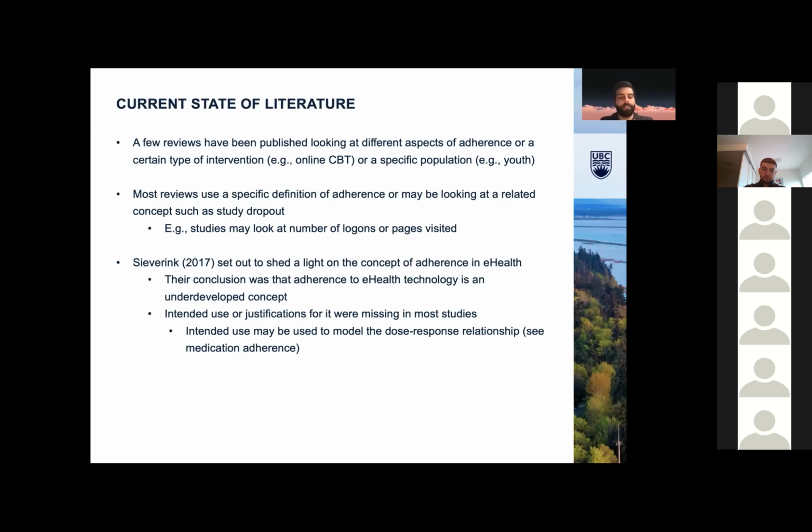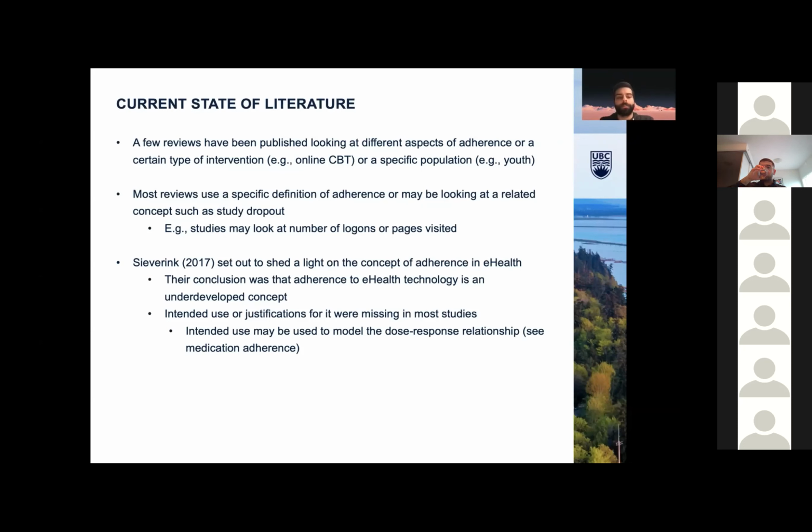In 2017, Sieverink et al. set out to shed light on the concept of adherence in e-health. Sorry about that, I should have said et al. This study looked at adherence in e-health in general and tried to come up with a clear framework and understanding of adherence that can be used in the future. One of their conclusions was that adherence is very underdeveloped as a concept in the e-health domain.